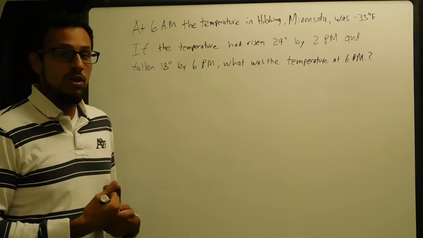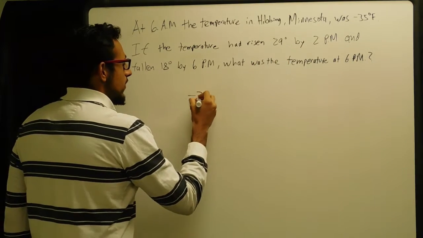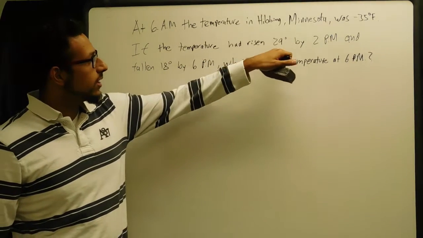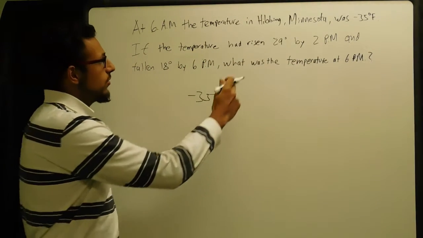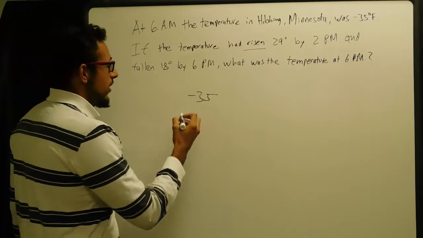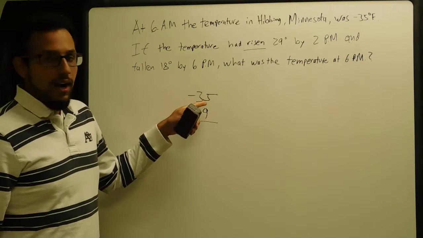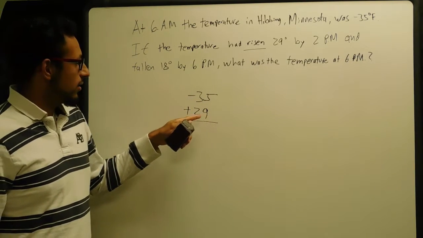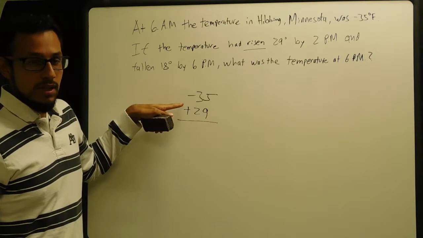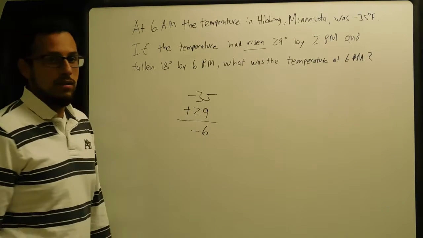So first, we start off with the starting temperature at 6 a.m., which is negative 35. They ask us if the temperature had risen 29 degrees. Keyword risen means that we're going to add. It went up by 29 degrees. Negative 35 plus 29. In this case, we're going to subtract the two numbers and keep the sign of the larger number. The answer is negative 6.